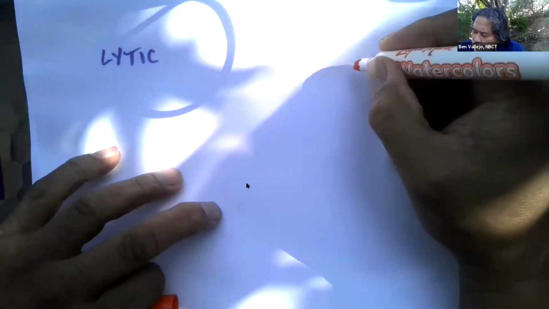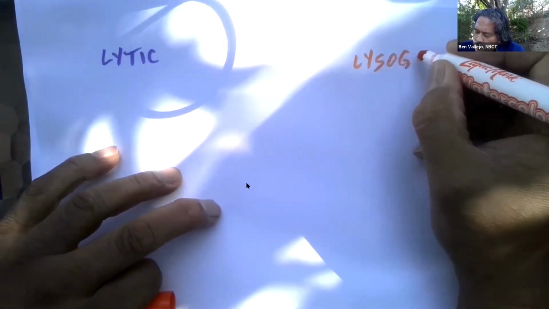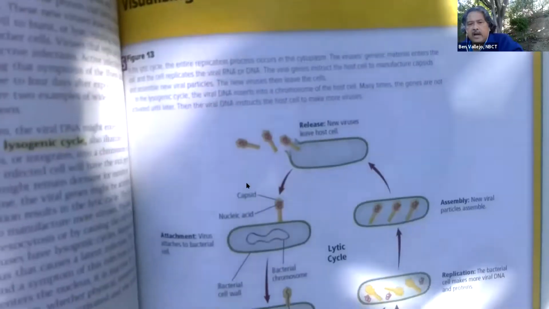So what you're going to do is compare the two. You're going to compare the lytic cycle with the lysogenic cycle. Okay. So if you have the diagram handy, I have the diagram handy in my book over here. Again, if you don't have a book, I may put a picture of it on the assignment so you can see that and you can compare what we're doing to that diagram on page 529.